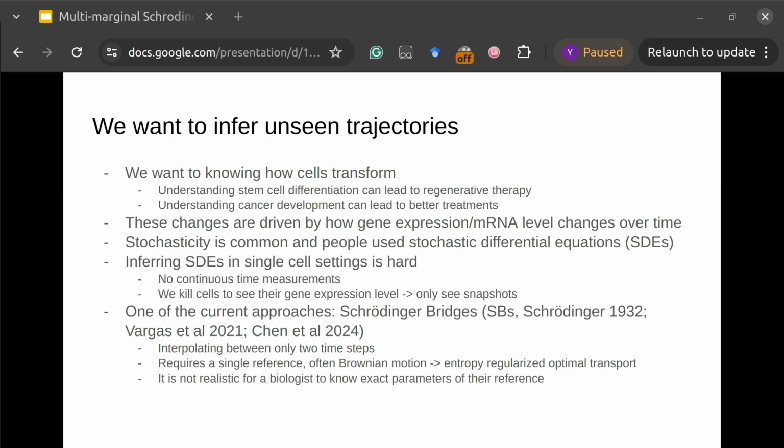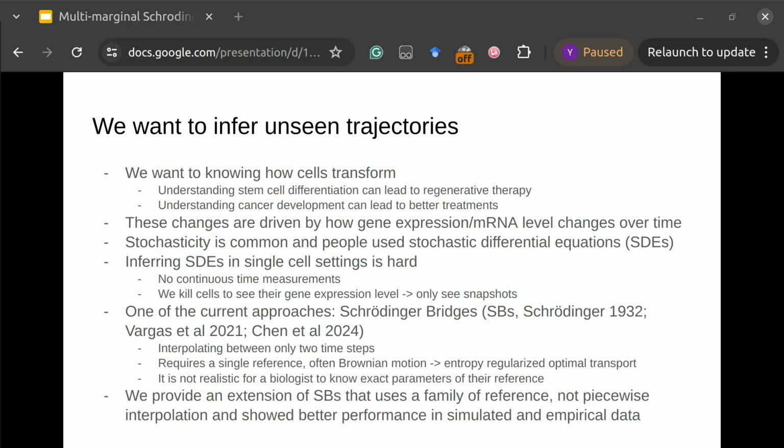This could be more than a luxury for a biologist. Yesterday we heard about the PerturbODE talk, which was awesome in the Spotlight. We can think, okay, maybe I want to use that as my reference, but there's no way for me to figure out every single parameter out of the blue before I do anything. That's too much. And using Brownian motion is a default, but is Brownian motion a good reference that you want your trajectory to be closest to?